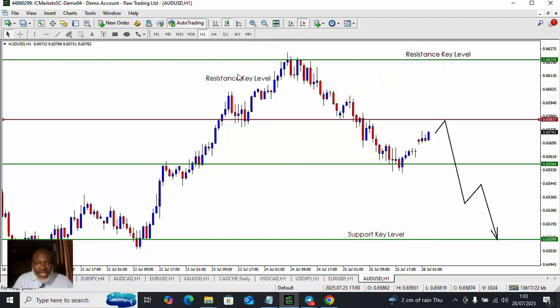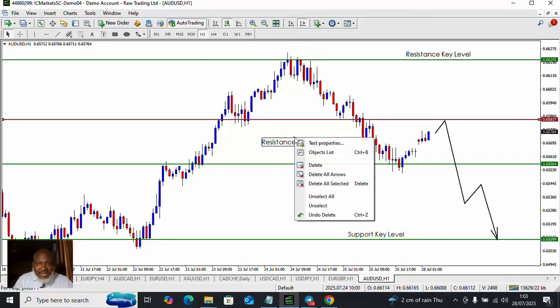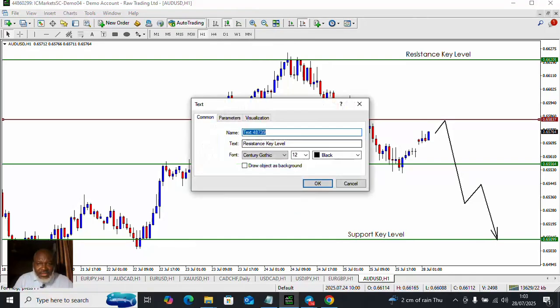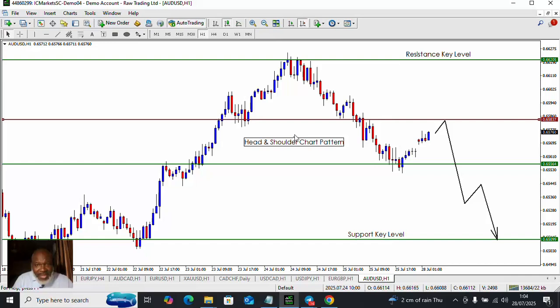a head and shoulder pattern. Let's call this head and shoulder pattern. Head and shoulder pattern is a chart pattern, so just name it appropriately.